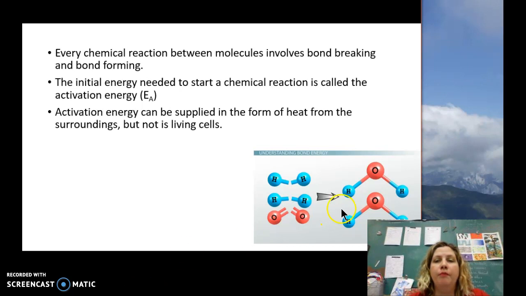So here's an example of bond breaking and bond formation. If you have hydrogen gas and oxygen gas, you can use them to create water. One way you can do this reaction is to provide heat. An example of this is if you have hydrogen gas and you light a match, it will react with the oxygen gas in the air and form water vapor in the form of steam.